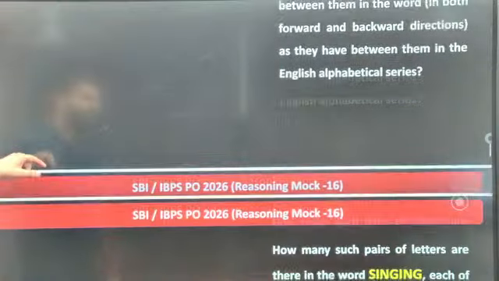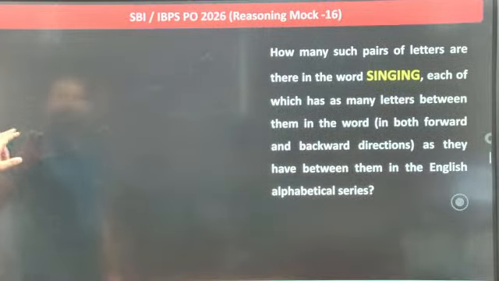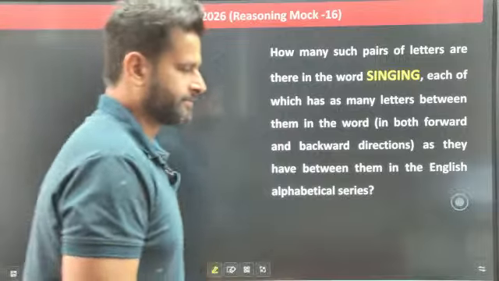Two more questions, same question. Singing, the word is singing, check this out.